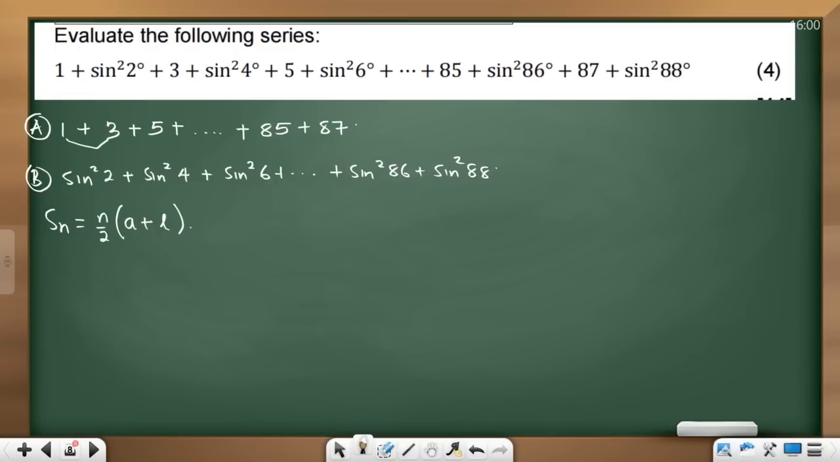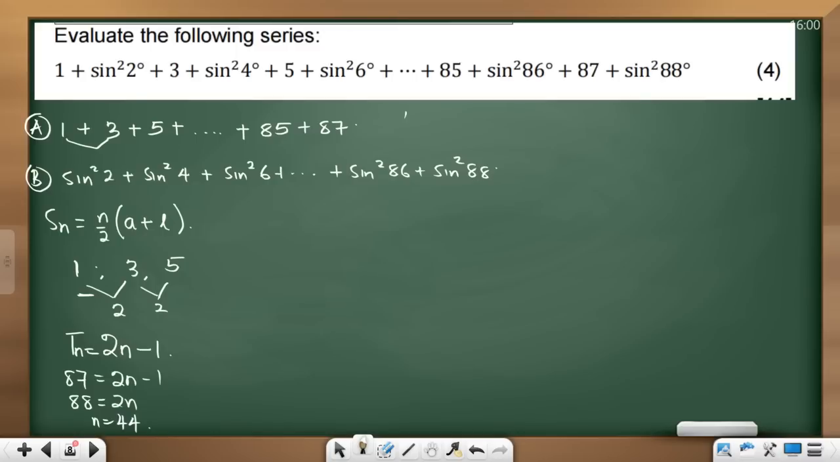All right. What's my difference? My difference is what? Okay, let me show you something. I hope everyone will be able to do this. It is 1, 3, 5. That's 2 there, confirmed. Oh, so Tn, put in a minus here. Drop this 2, put the n. What is 1 minus 2? -1. Oh, sweet. That's my Tn. Now, 87 equals 2n minus 1. 88 equals 2n, which gives me n as 44. Oh, sweet. So now I know that there are 44 terms.